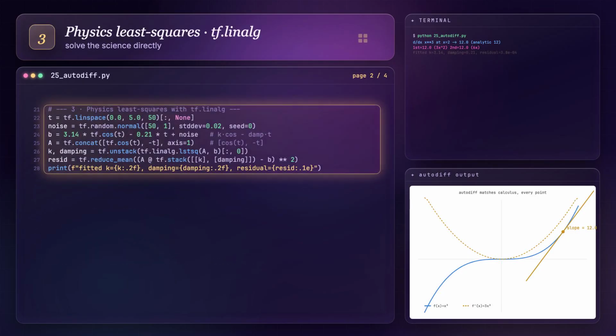Here is the science. We have noisy measurements of a damped oscillation and we want two physical parameters, stiffness K and damping. We build the design matrix A, stack the observations in B, and call tf.linalg.lstsq to solve the least squares system in one shot. It returns K near 3.14, damping near 0.21, and a residual down at the noise floor, about 4 times 10 to the minus 4. No gradient descent, no epochs, a direct linear solve.